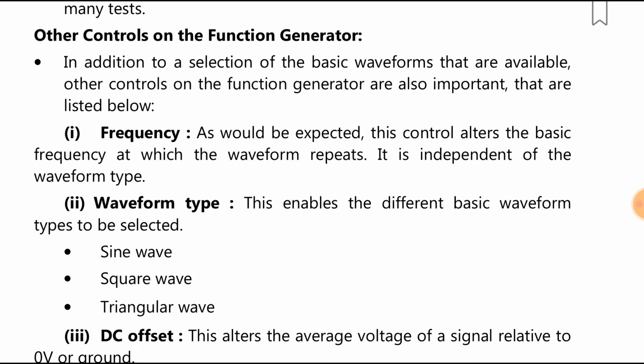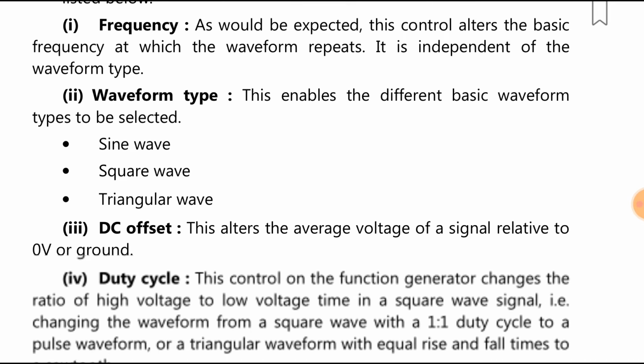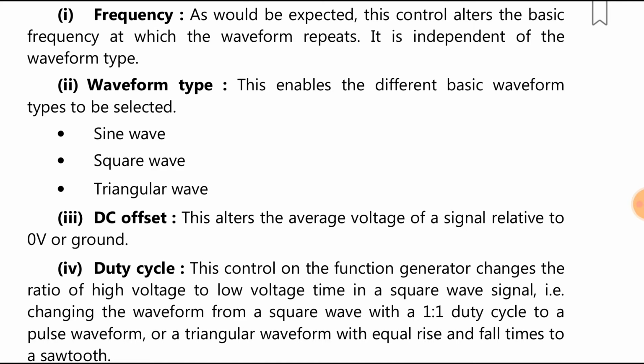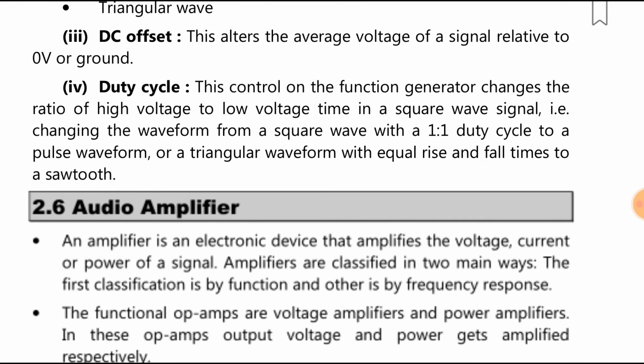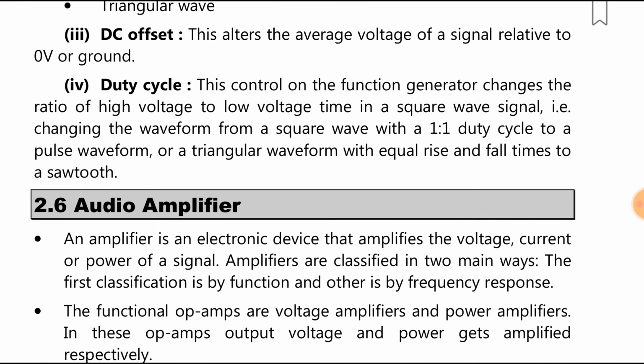Number 1 is frequency. As would be expected, this control alters the basic frequency at which the waveform repeats. It is independent of the waveform type. Then second is waveform type. This enables the different basic waveform types to be selected: sine, square and triangular wave. Then third point is DC offset. This alters the average voltage of a signal relative to 0 volt or ground.